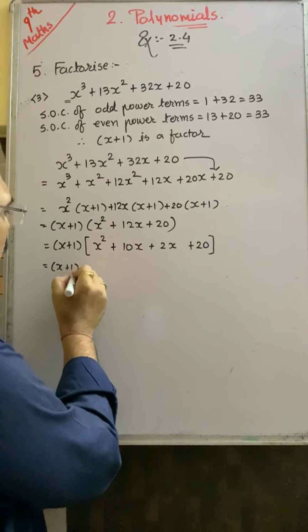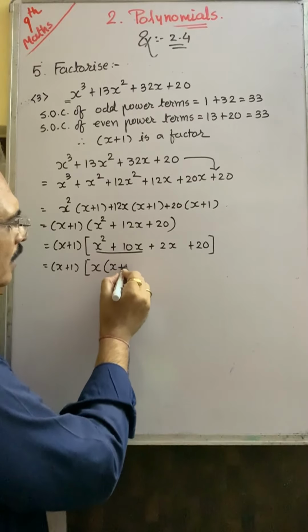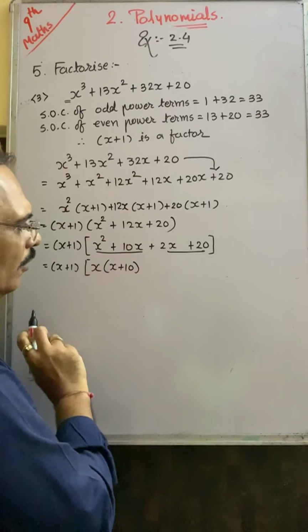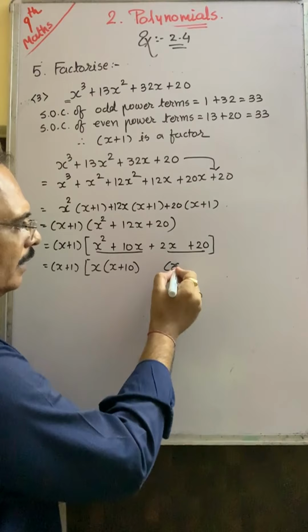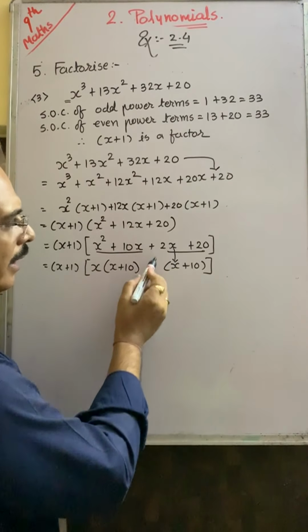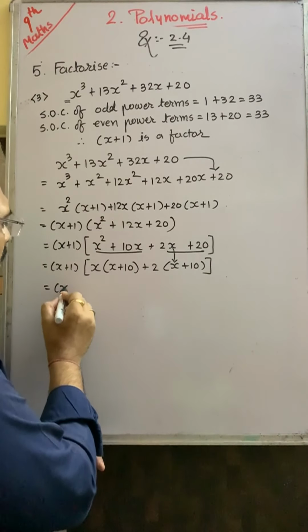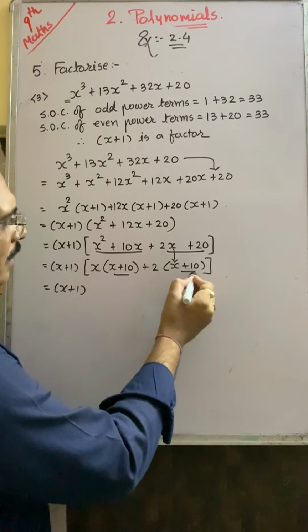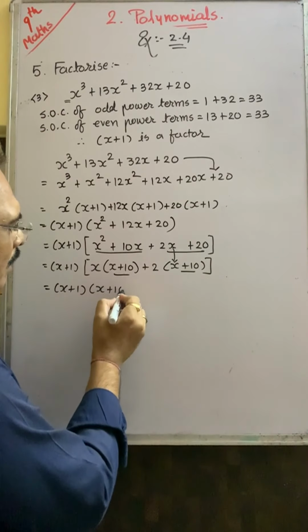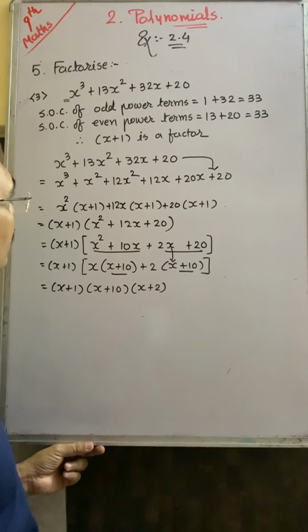Now make a group of the first two and take the common. Common is x, remaining is x plus 10. From here also I want the same, so write this bracket as it is, x plus 10. See, x is already in the inner side, remaining is plus 2. x plus 10 common, and remaining is x plus 2. So this is your answer.